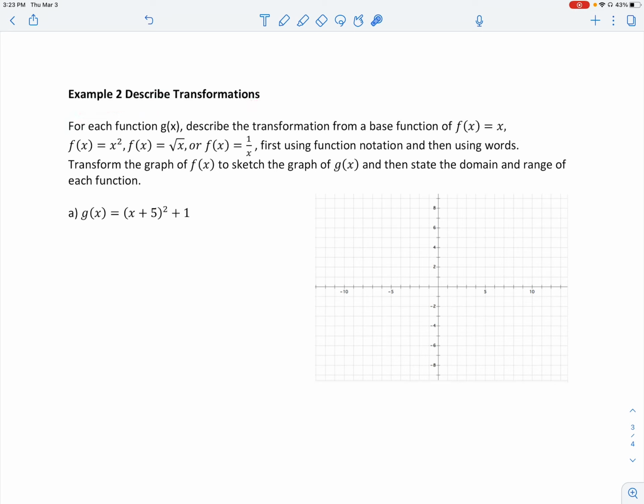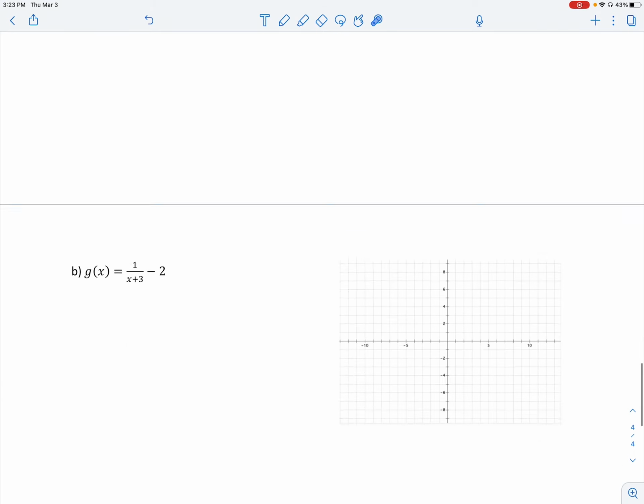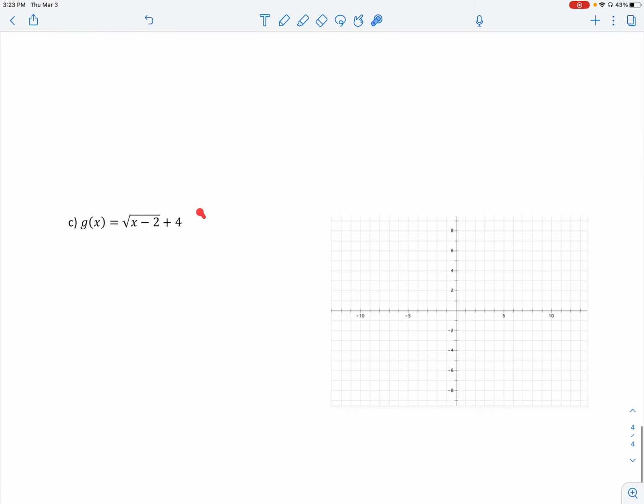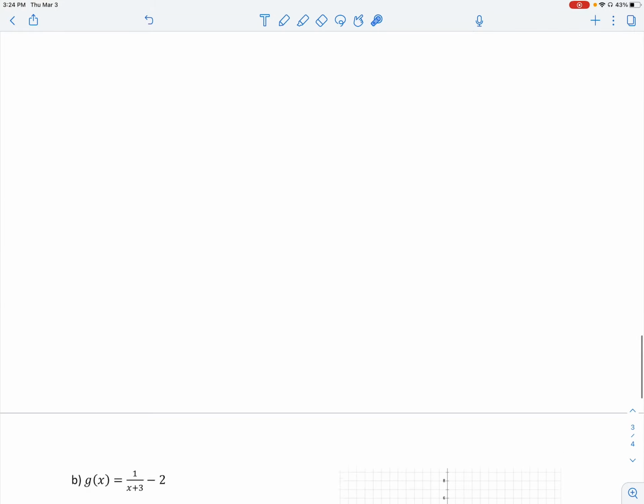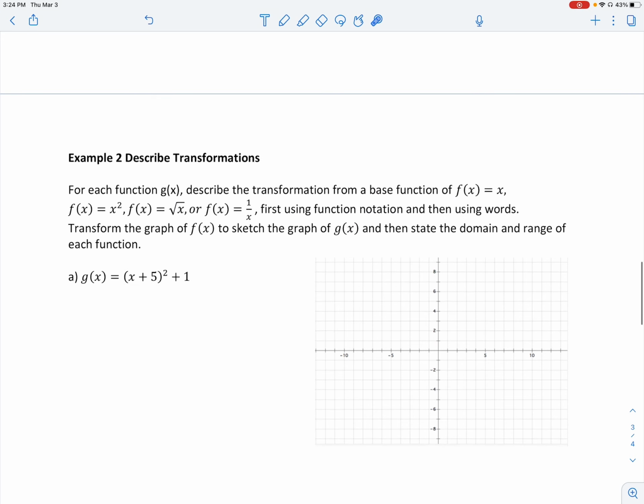So it says for each function g of x, I've kind of spaced them out. The first one's on this page, B and C are on the next page. All of these tell us g of x is some function. So describe the transformation from a base function of f of x. So g of x is taking one of these base functions, we're not sure which one it is, and then it's doing some things to it.